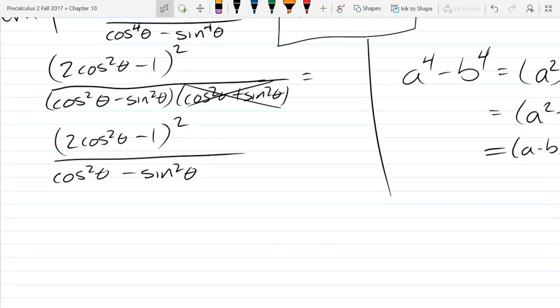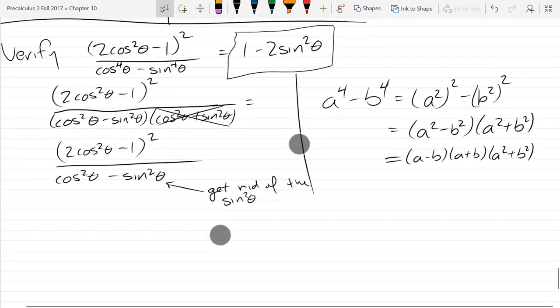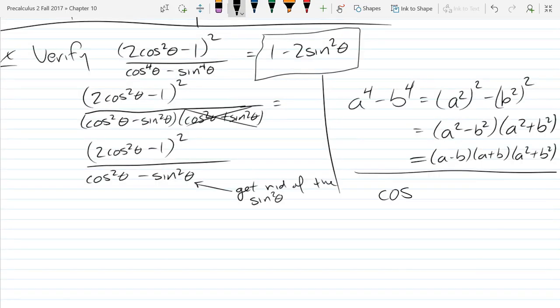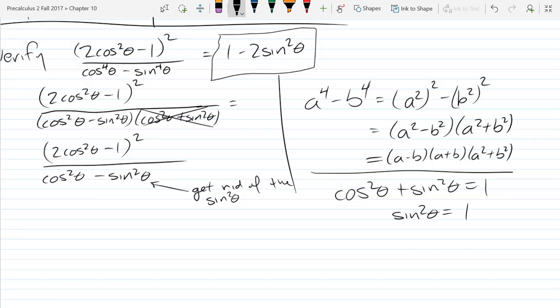Well, if I'm going to cancel anything, in the numerator, I see no sines up here, just cosines and 1. So what I want to do is take out, in the denominator, take out that sine squared, put some cosine squares in its place. So I'm going to get rid of the sine squared theta. So the way we're going to do that, we can turn sine squared into cos squared using the identity cos squared plus sine squared equals 1. So I'm going to solve for sine squared. Sine squared equals 1 minus cos squared theta. So this is the identity we're going to use to take out sine squared theta.